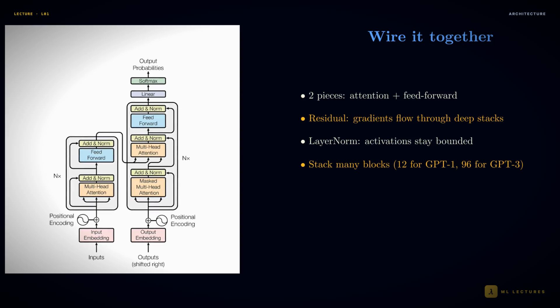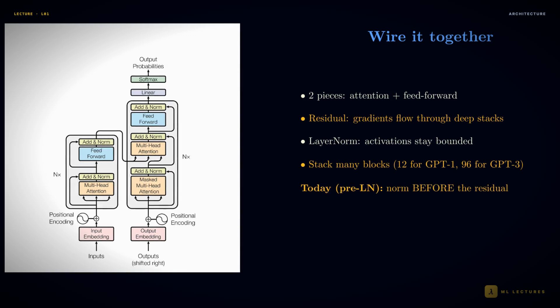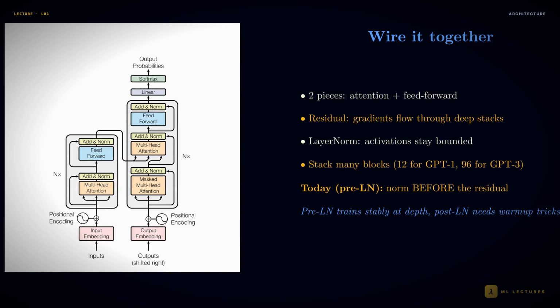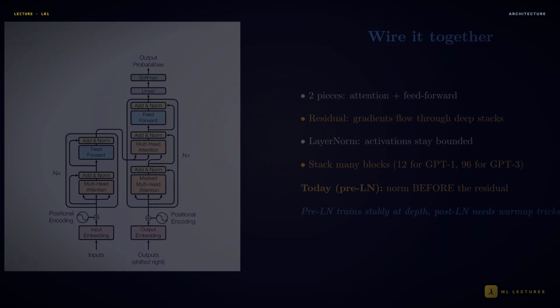That is the transformer. The original paper put the layer norm after the residual. Today, every production model puts it before. Pre-layer norm trains stably even at hundreds of layers. Post-layer norm needs warm-up tricks. Small change, huge impact. For generation, there is a twist.